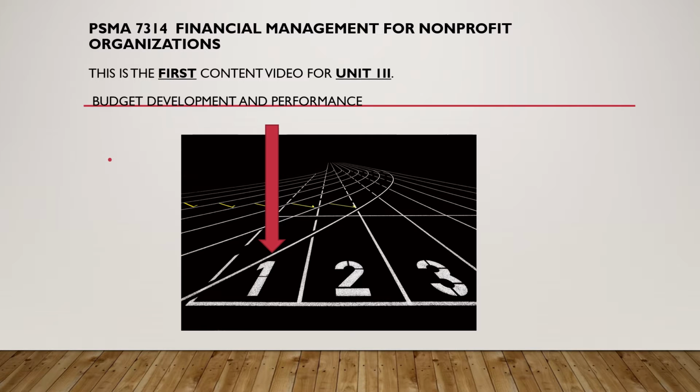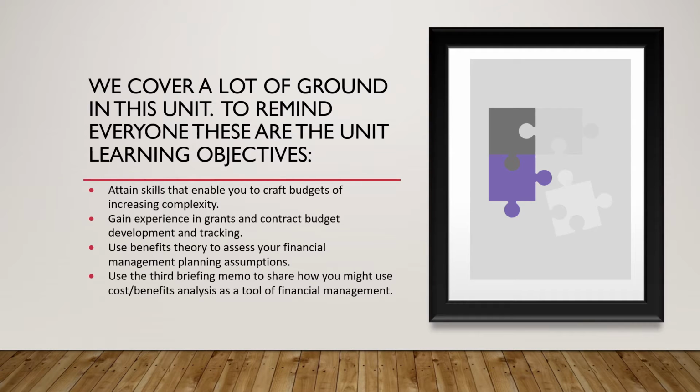We cover a lot of ground in this unit, so I'm going to remind everyone about what our learning objectives are. First, to attain skills that enable you to craft budgets of increasing complexity, to gain experience in grants and contract budget development and tracking, use benefits theory to assess your financial management planning assumptions, and use the third briefing memo to share how you might use cost benefit as a tool in budget management.